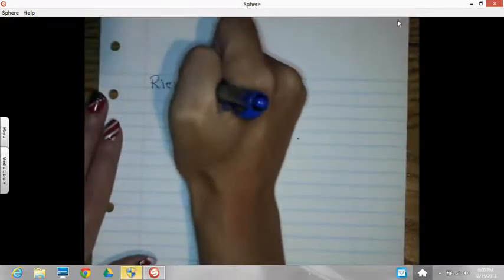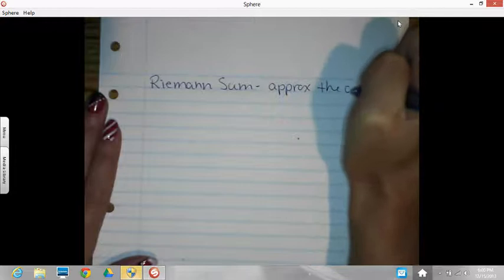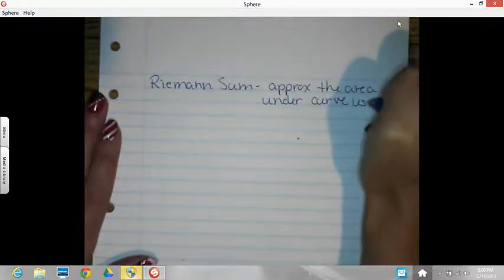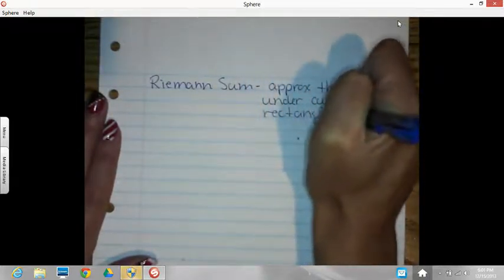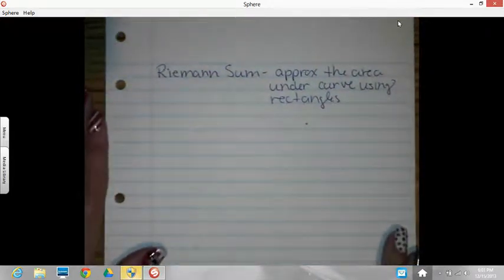Okay, this process of finding the areas of rectangles and adding them up is called a Riemann sum. This approximates the area under the curve using rectangles. And this is what the formula looks like. It looks kind of complicated, but it's really kind of easy, super easy actually.